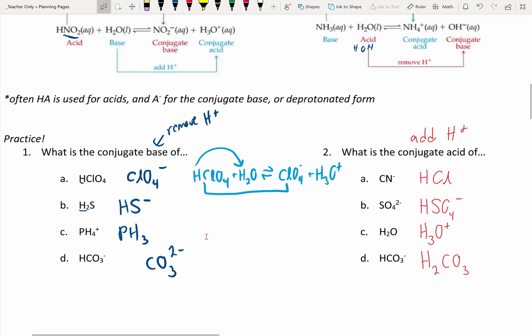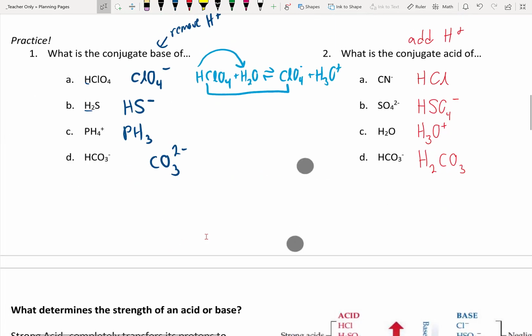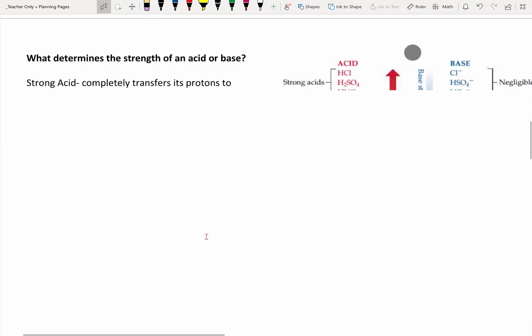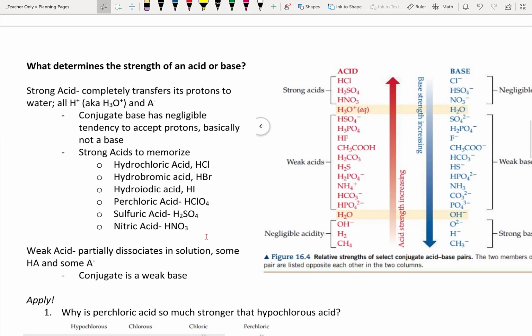Okay, cool. Let's go ahead and go on to the next section, which is about the strengths of acids and bases. So a strong acid is an acid that completely transfers its protons to water, or completely dissociates, completely ionizes. Basically, we don't have any HA left. It's all H plus and A minus.